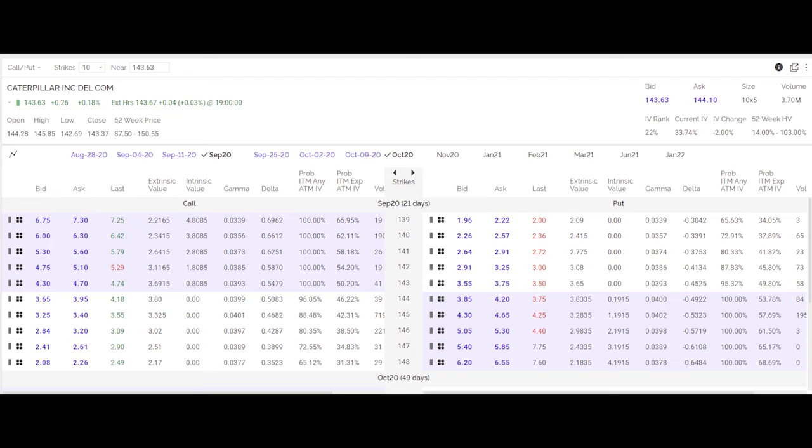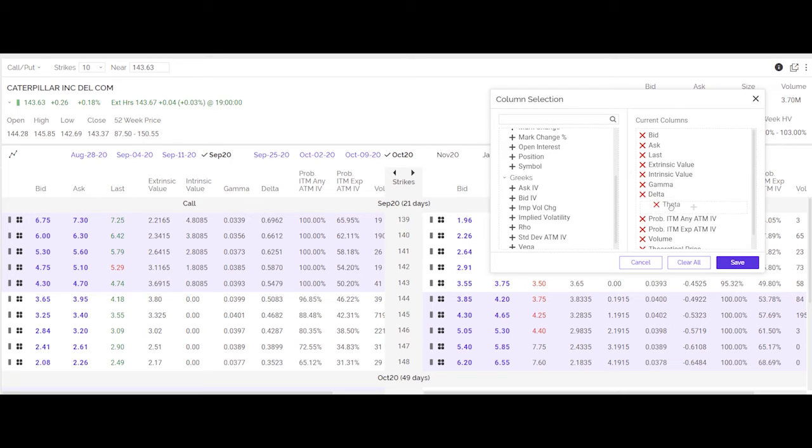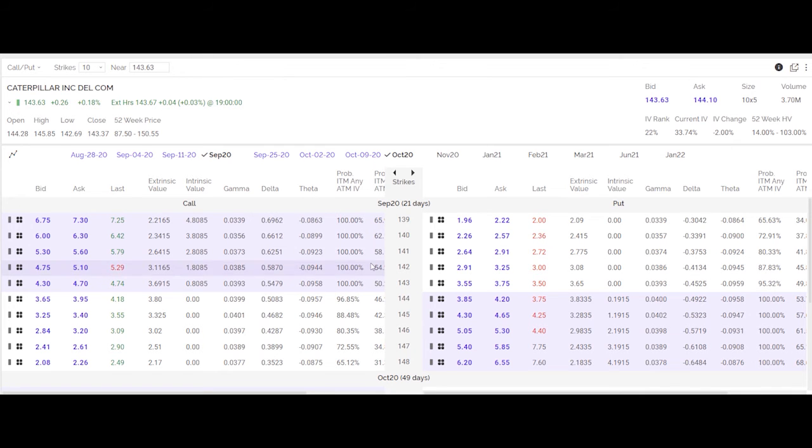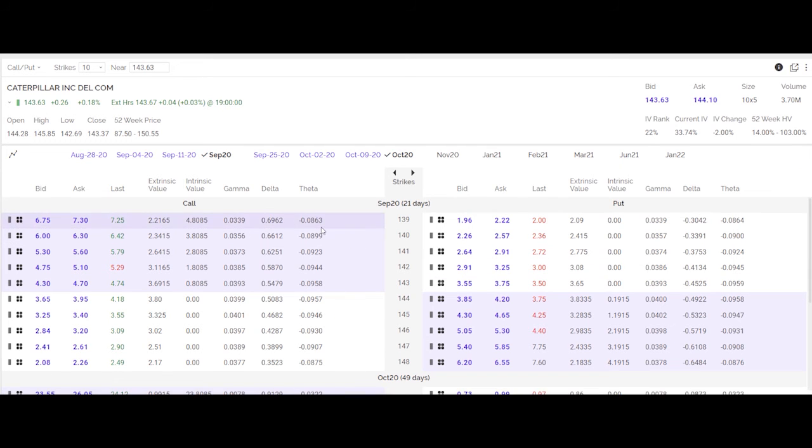So we've jumped into our brokerage platform and we're going to look at theta. Remember, theta represents the rate of change between the option price and time. We don't have theta on at the moment, so let's turn it on. Theta right there, and let's put it next to the other Greeks. Save. So here we are. Let's turn some others off just to make it nice and clear for us. Here we are, theta.